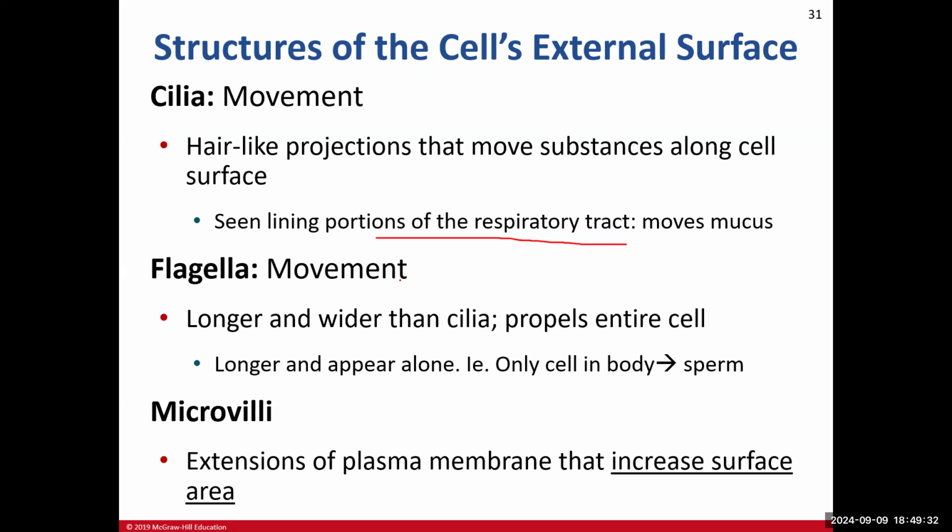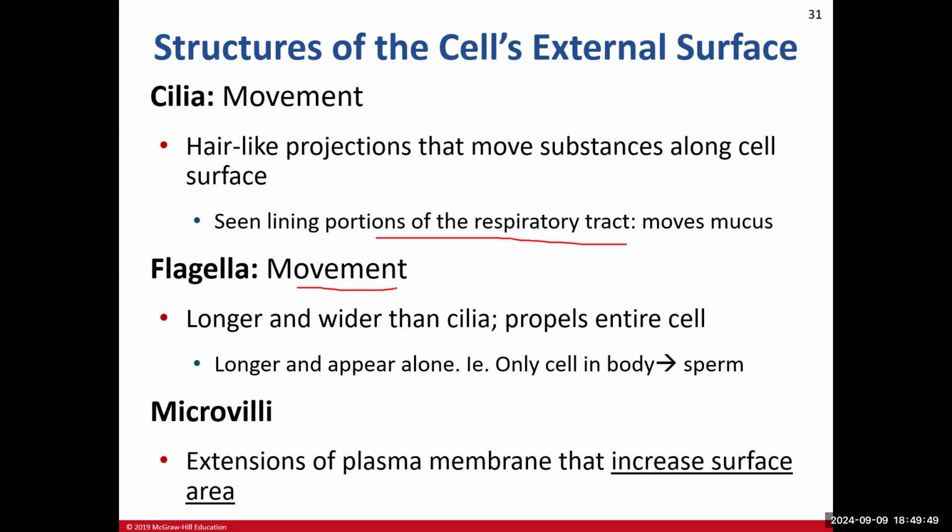The flagella. Again, there's only one cell in the body that has that, and that's associated with movement. It's the sperm. The male sperm is the only cell that has flagellum in humans. And so its purpose, real simple, is to move that sperm.